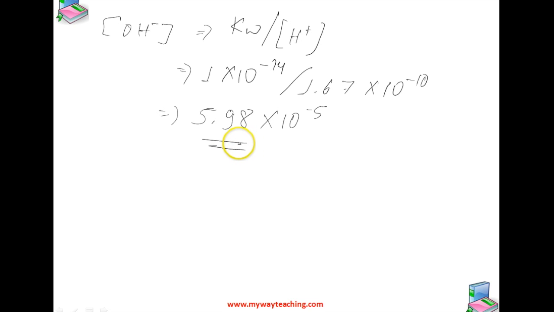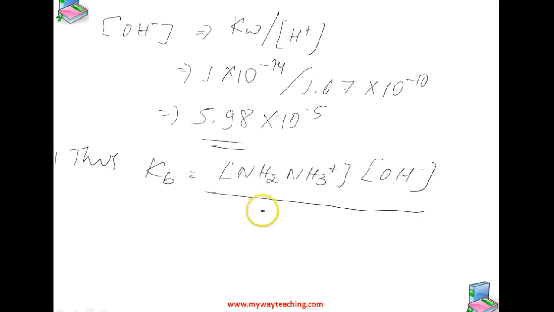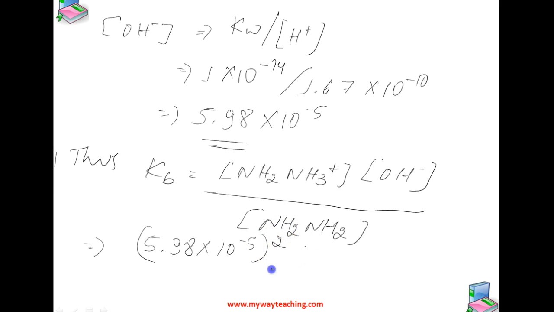The concentration of the corresponding hydrazine ion is also the same as that of the hydroxyl ion. The concentration of both these ions is very small, so the concentration of the undissociated base can be taken equal to 0.04 mole. Thus Kb is equal to NH2NH3+ into OH- divided by NH2NH2, which is 5.98 into 10 raised to minus 5 whole squared divided by 0.04, equal to 8.96 into 10 raised to minus 7.